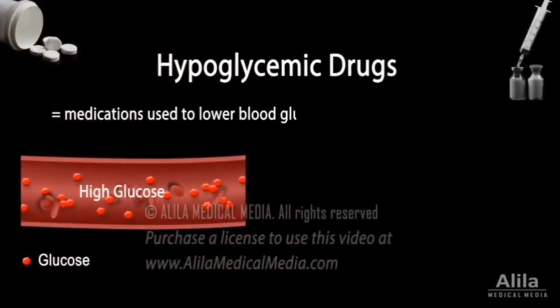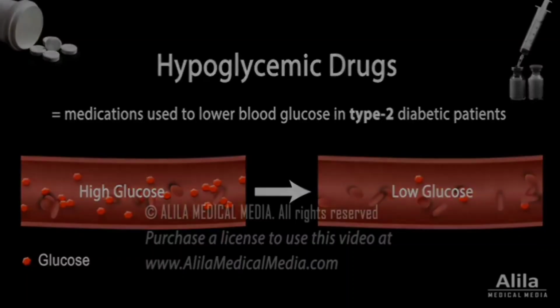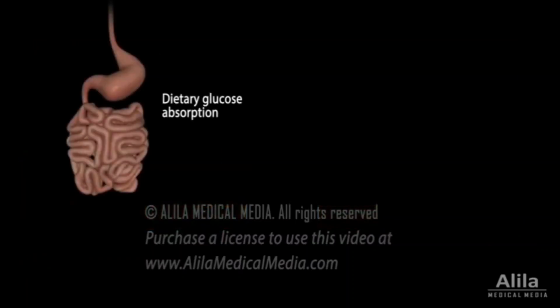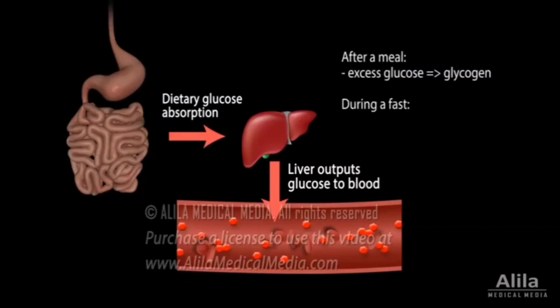Hypoglycemic drugs are medications used to lower blood glucose in type 2 diabetic patients. Dietary glucose absorbed from the intestine passes by the liver before entering the general circulation. The liver controls glucose output to the blood by converting excess glucose into glycogen for storage. During a fast, glycogen is converted back to glucose to be released to the blood.